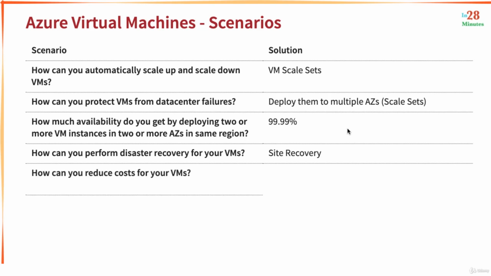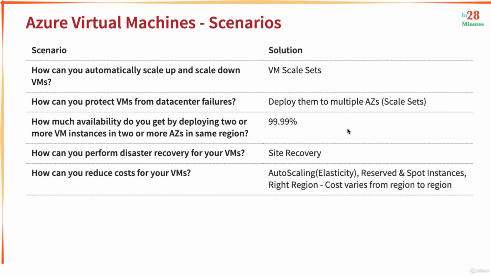How can you reduce your cost for your VMs? We looked at a few options: auto scaling, which is elasticity, reserved and spot instances. Another factor that you typically need to consider when you talk about cost is selecting the right region. One of the important things to remember is that your costs for your VMs are not stable. Costs vary with time, and also costs vary from region to region. Some regions might be cheap, some regions might be expensive.